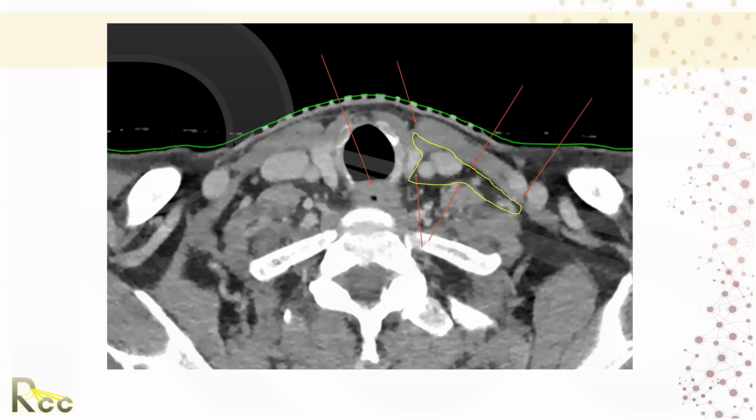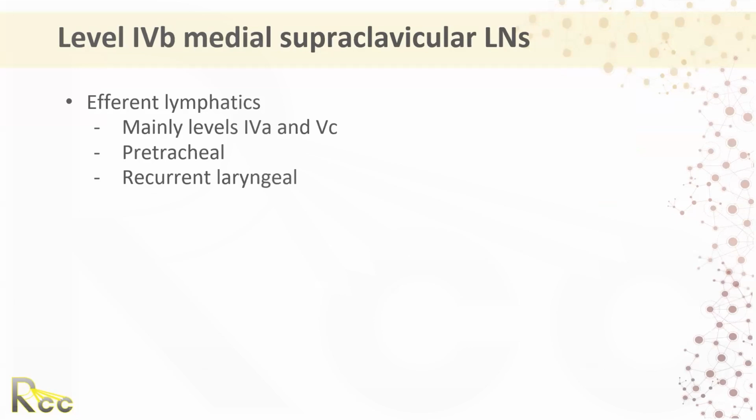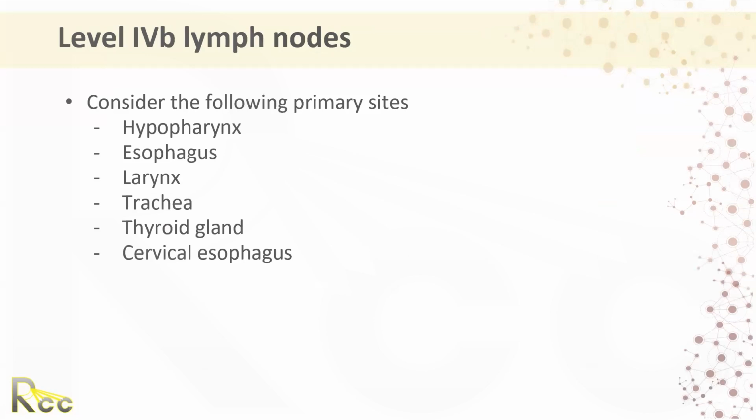So here's just an example. Let's go now to level 4B, the medial supraclavicular lymph nodes. Now, these receive lymphatics from levels 4A and 5C, and also include pretracheal and recurrent laryngeal. Again, when are you considering 4B lymph node coverage? For hypopharyngeal tumors, esophagus, larynx, trachea, and thyroid gland.